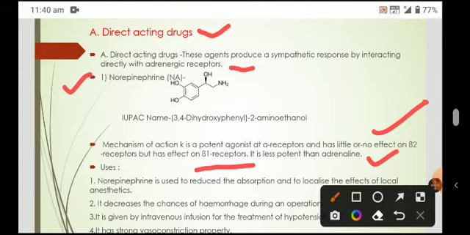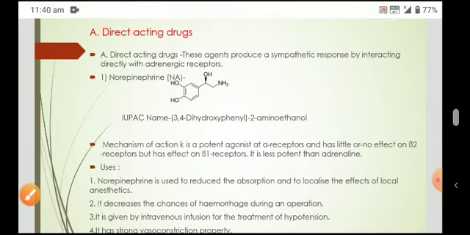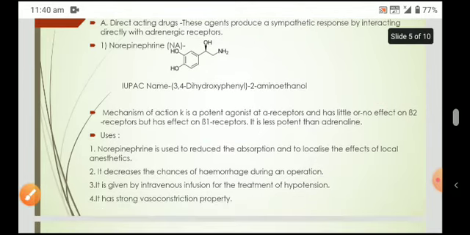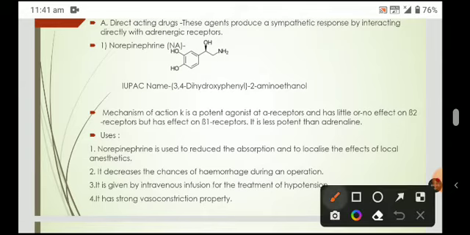Now moving towards the next point, its uses. It is used to reduce the absorption and localize the effect of local anesthetics. It decreases the chances of hemorrhage during an operation. It is given by the intravenous route for the treatment of hypotension. And the last one, it has a strong vasoconstricting property, meaning it is a vasoconstriction agent. That is the fourth use.